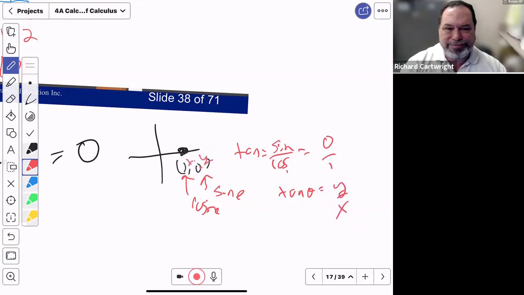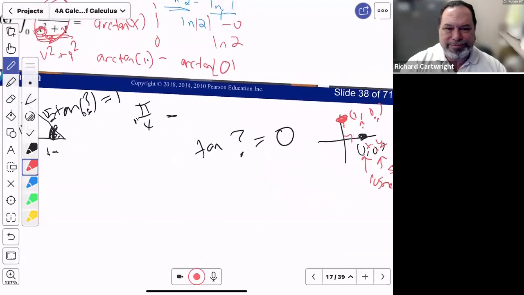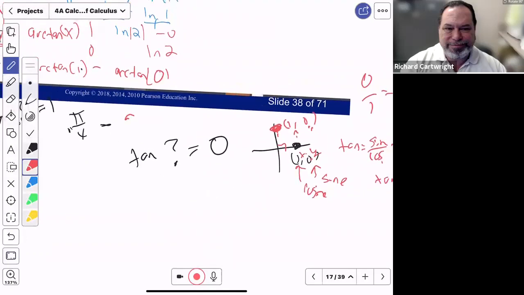So it's not 0. Let's try again. Try the other ordered pair. Could tangent of pi over 2 be 0? Y over x, 0 over 1. Is 0 over 1 0? Yes. So it is going to be a 0. It's going to be a pi over 2.